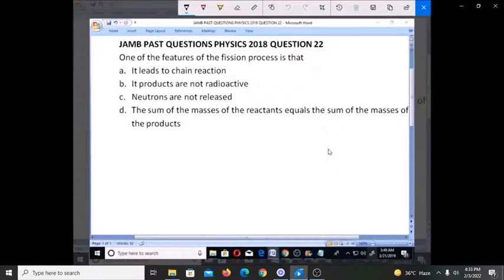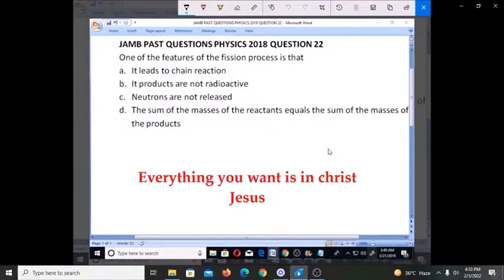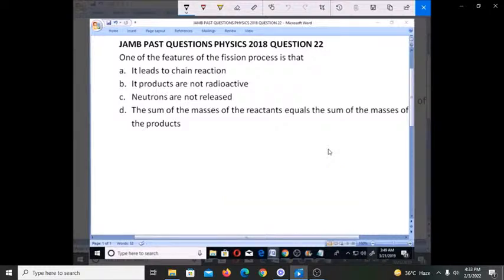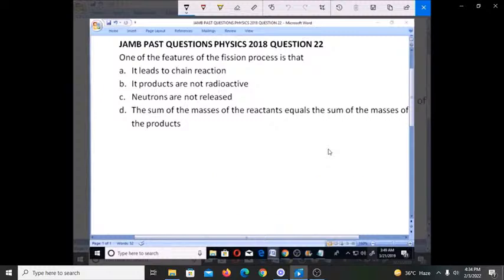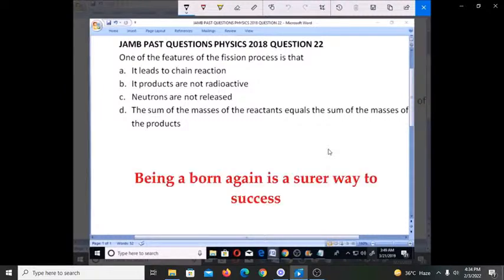Let's look at this question number 22 for JAMB past questions, Physics 2018. One of the features of the fission process is that A, it leads to chain reaction, B, its products are not radioactive, C, neutrons are not released, D, the sum of the masses of the reactants equals the sum of the masses of the products.